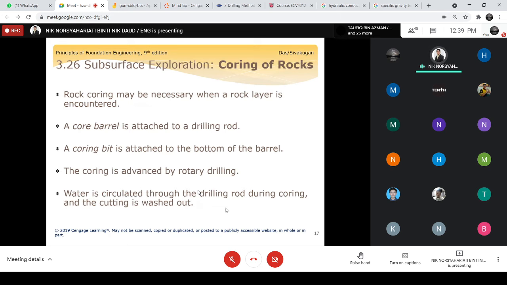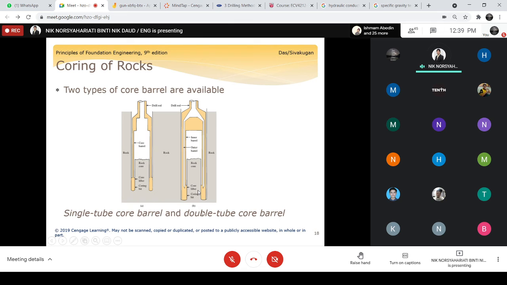So we have a rock coring tool, which is here. It is either a single tube core or a double tube core. This is purposely for rock coring and not for soil.